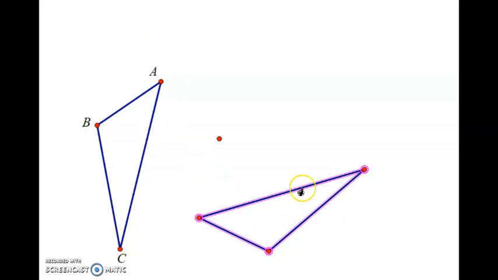And if I rotated this an arbitrary 120 degrees, this would have been correspond to point A. This point would correspond to point B, and this point would correspond to point C.